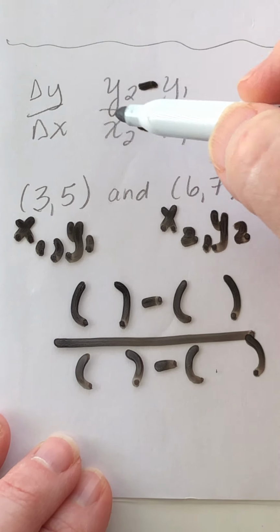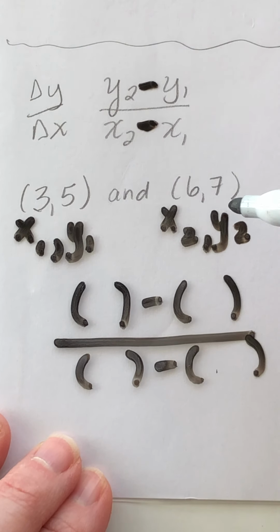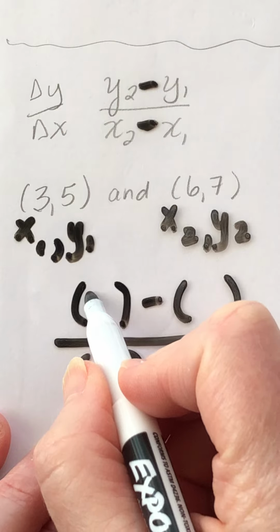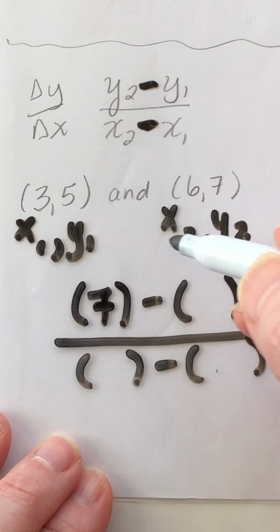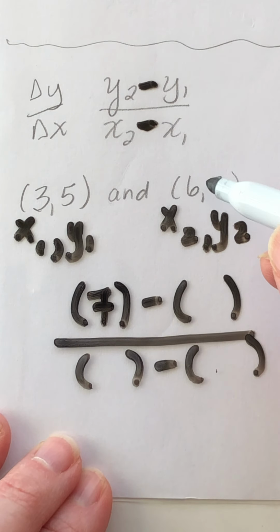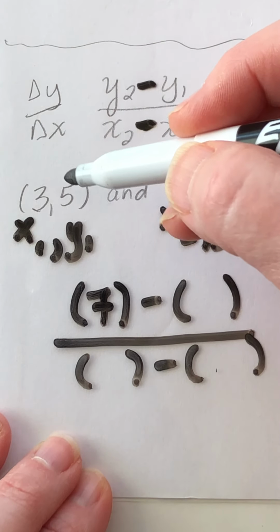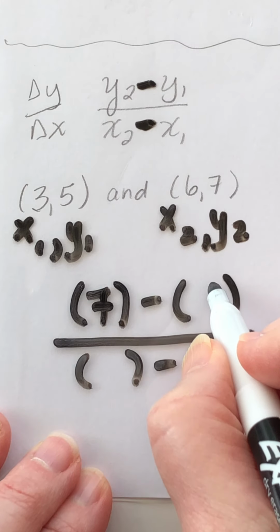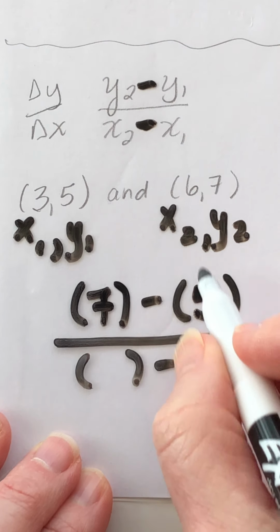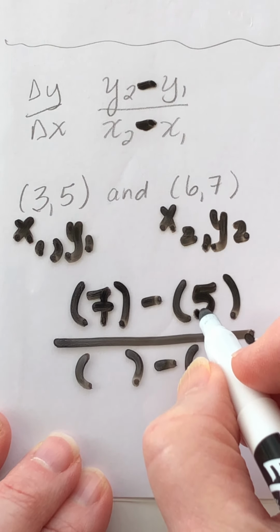So the first position here in the upper left would be my y2. Well, my y2 is 7, and my y1 isn't from the same point. I don't have a y-y pair here, I have an x-y pair. So I pulled the y from the second point, 7, so now the y1 is going to be from the first point. The y position in the first point, that's going to be 5. Okay, so that's going to get me my vertical distance on my slope triangle.